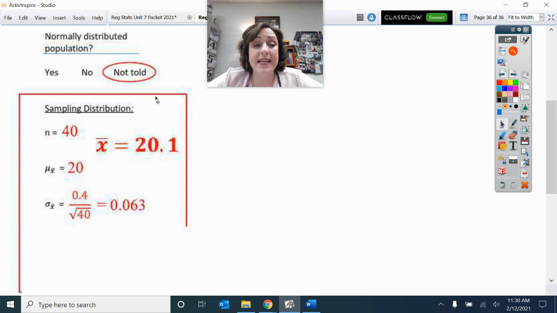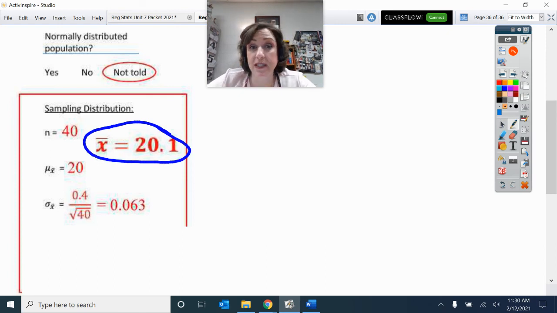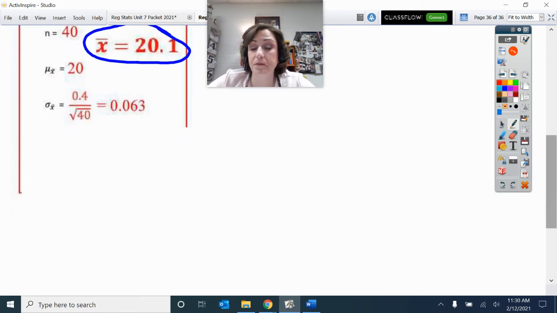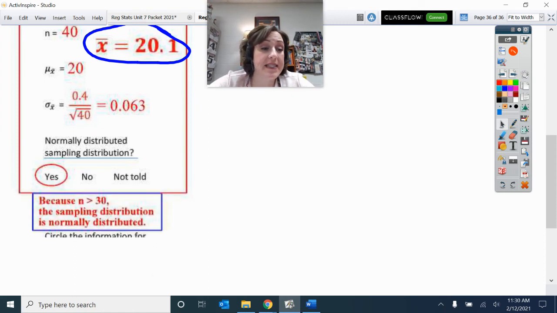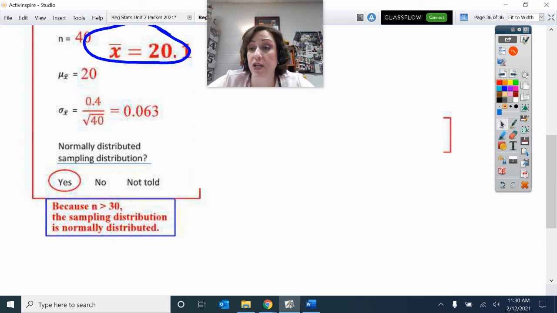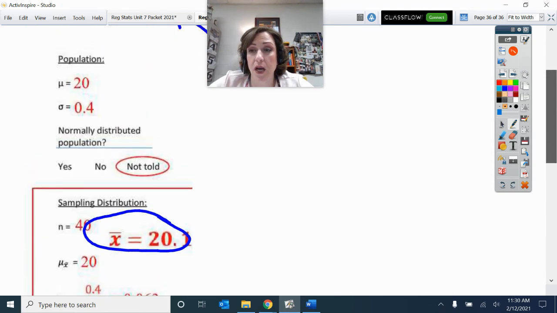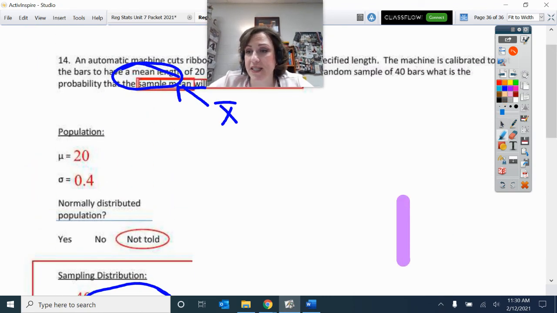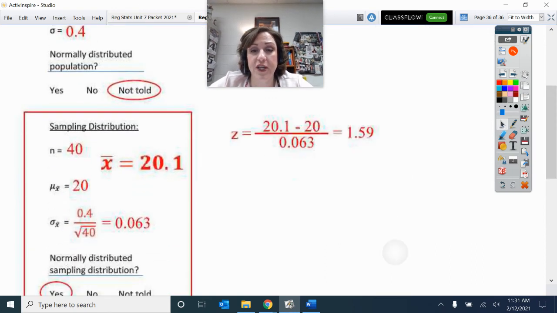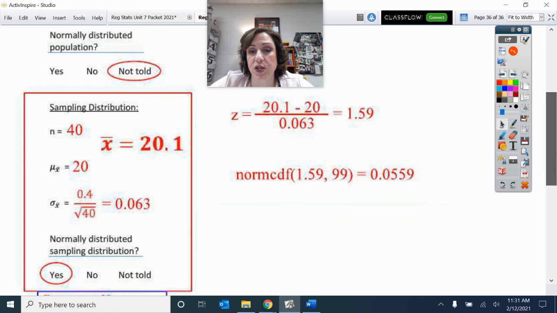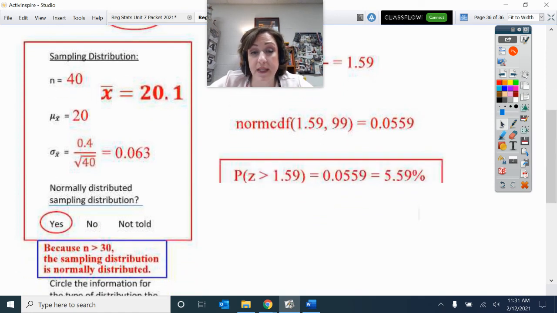So now they asked what's the probability, so you have to add this in here, that you get an X bar of 20.1 or higher. And so then we know it's normally distributed. Why? Because it's large enough. It was a large sample size. So that's why we knew we were good to go. All right, and then we're coming on over here. We're going to get our z-score, and let's see how that goes. There it is. And we're going to norm CDF the upper part because it wanted to know the probability of being higher. And that's all it asked for.